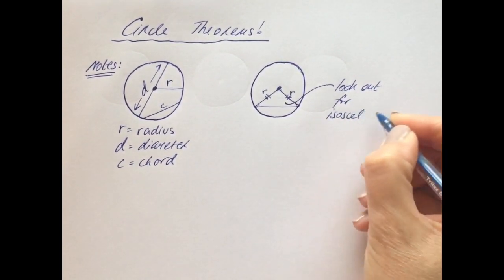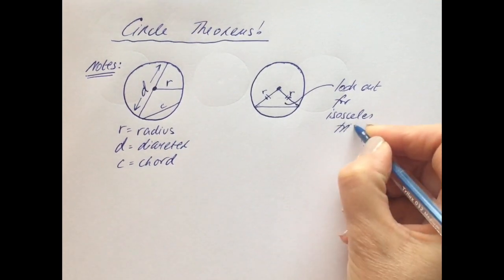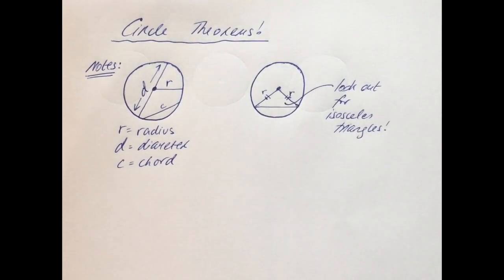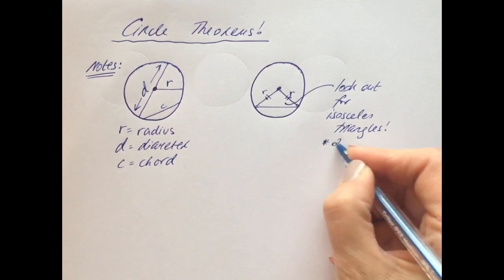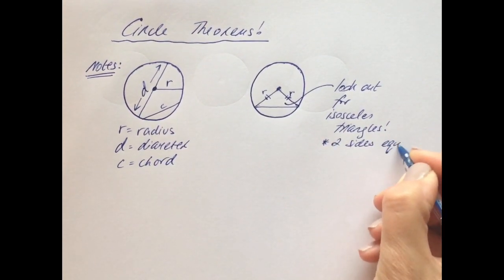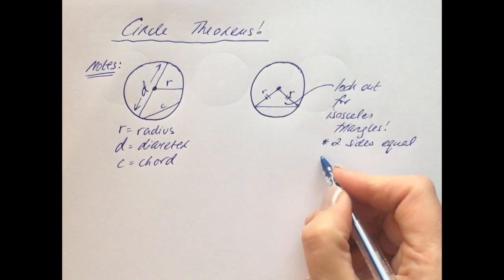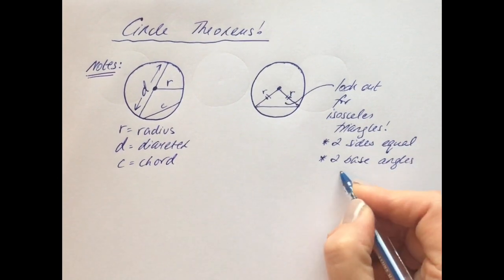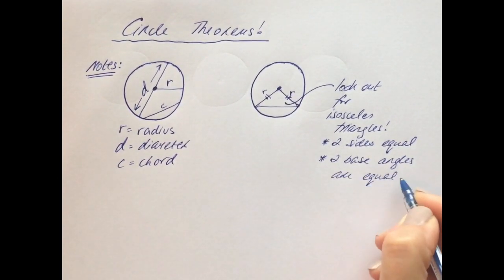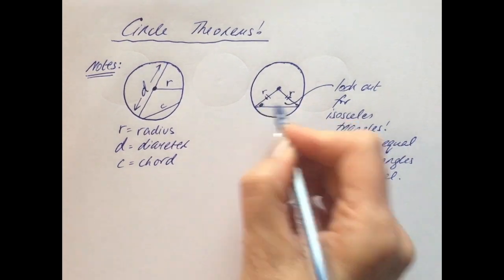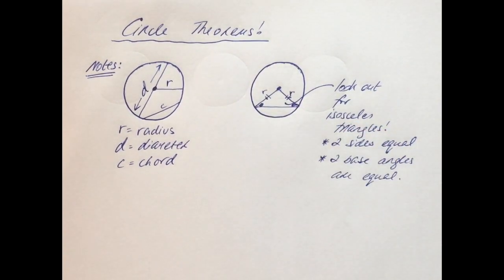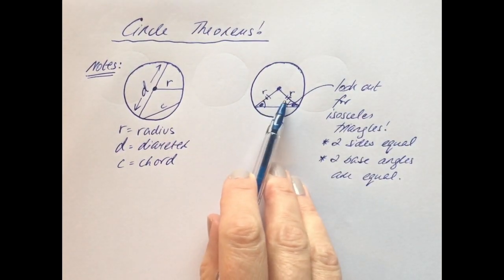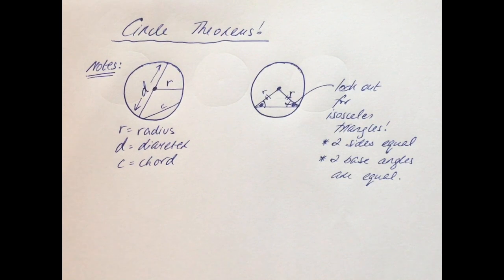So look out for isosceles triangles. The important thing about isosceles triangles, of course, is that two sides are equal, in this case because they're the two radii, and your two base angles are equal. That means that this angle here is equal to this angle here. So watch out for that. As I said, it won't be given to you really clearly with dashes. You'll have to just watch out to see if you have an isosceles triangle or not.